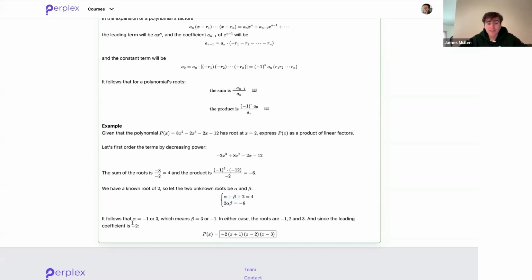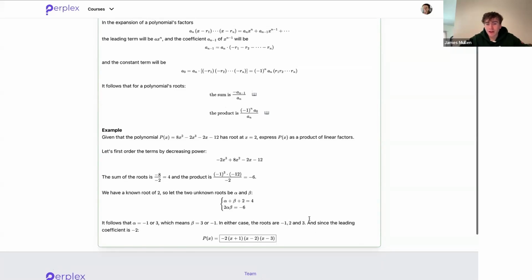It follows by solving this that alpha is equal to minus 1 or 3, which means that beta is 3 or minus 1. In either case, the roots are just going to be minus 1, 2, and 3. And if I just remember that I have a minus 2 in the polynomial, I can factor it as minus 2 times x plus 1, x minus 2, and x minus 3.